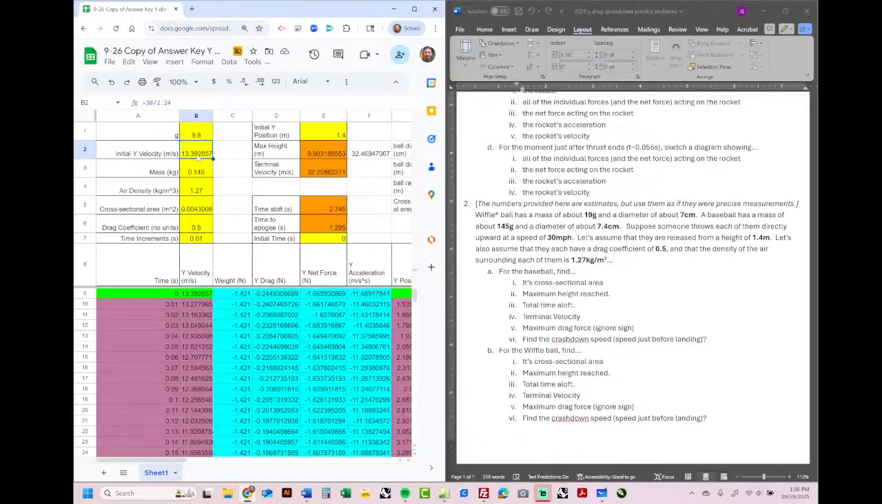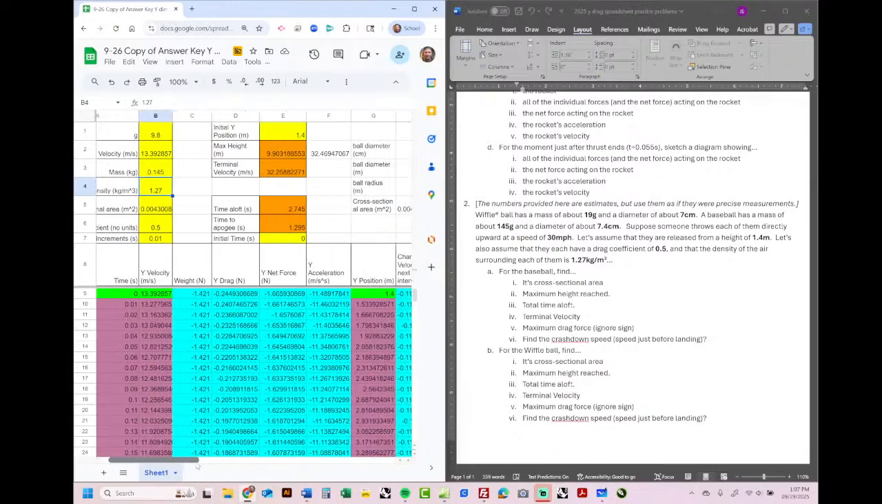Now this 13.39, I put a little formula in. My formula was 30 divided by 2.24. So that takes 30 miles per hour and converts it to meters per second, which is what you need there. The mass, 0.145, again, I've converted 145 grams to kilograms. So I could do this, equals 145, and they're 1,000 grams per kilogram, so I need to divide by 1,000. 0.145. Air density is 1.27, just like the previous problem.